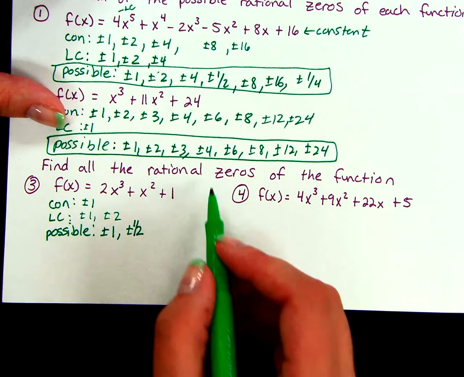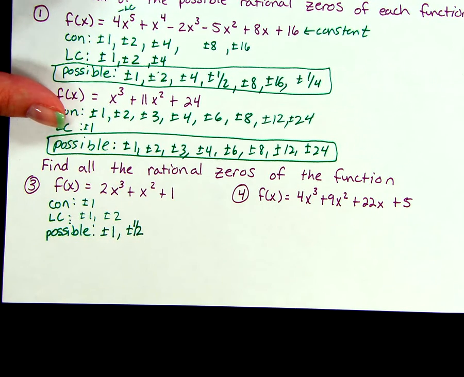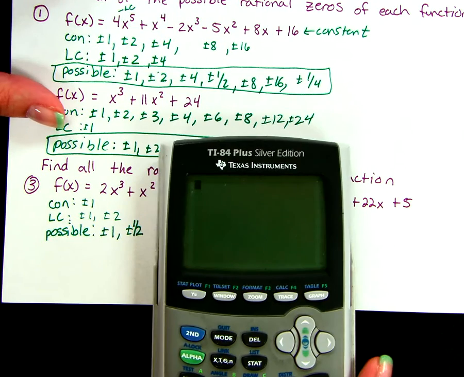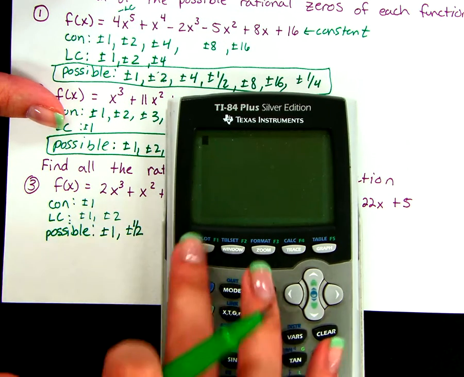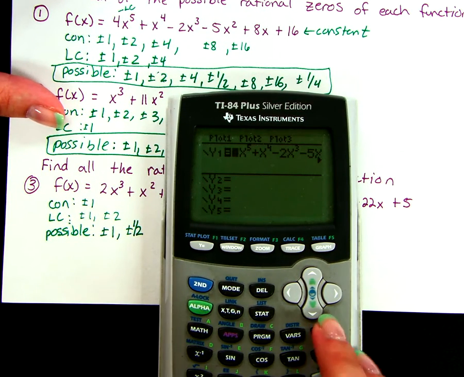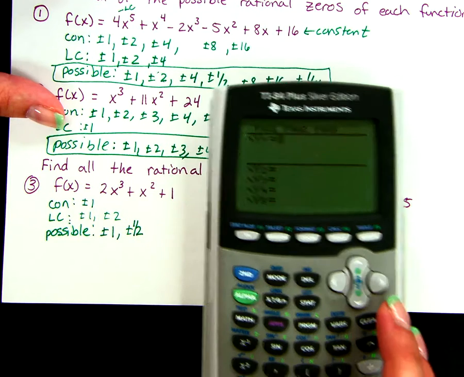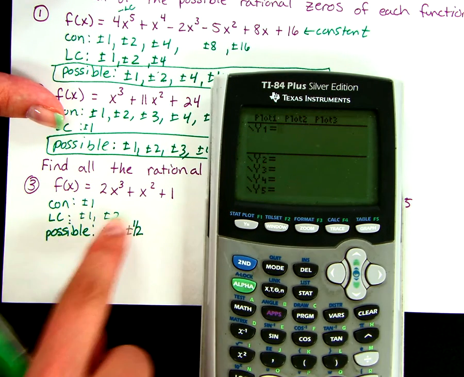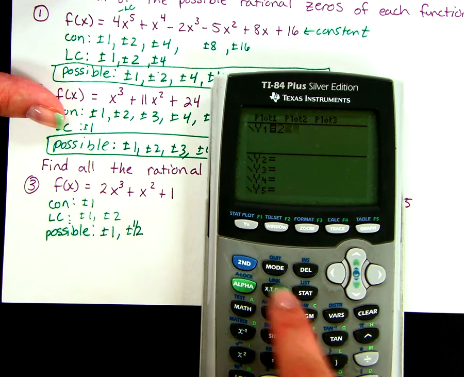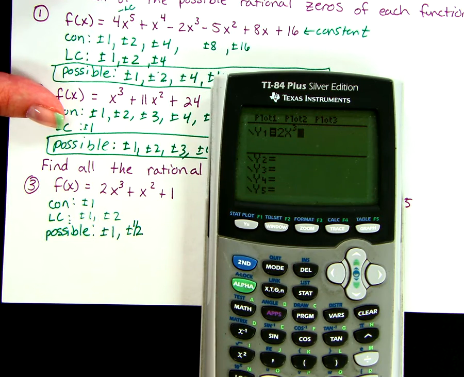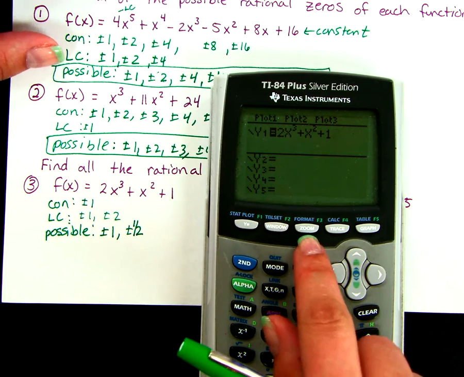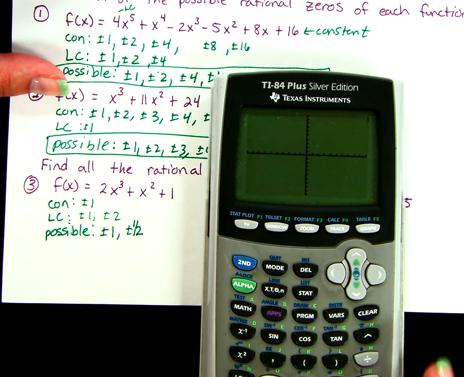And then now to find the rational zeros, we're going to use our graphing calculator. Okay. We're going to go to the y equals. If we have something there, we're going to clear it. And then we are going to type in this equation. So 2x cubed plus x squared plus 1. And then we're going to graph in a standard window, so zoom 6.